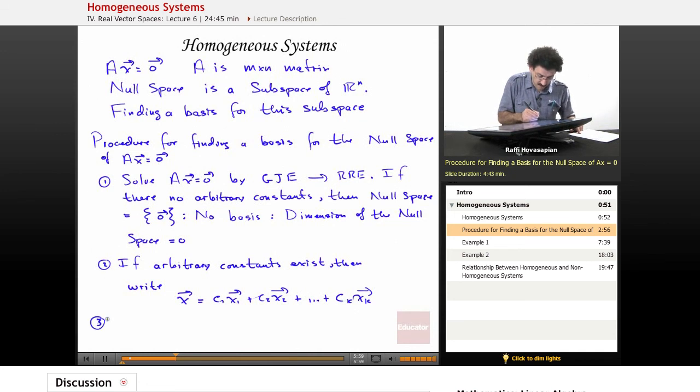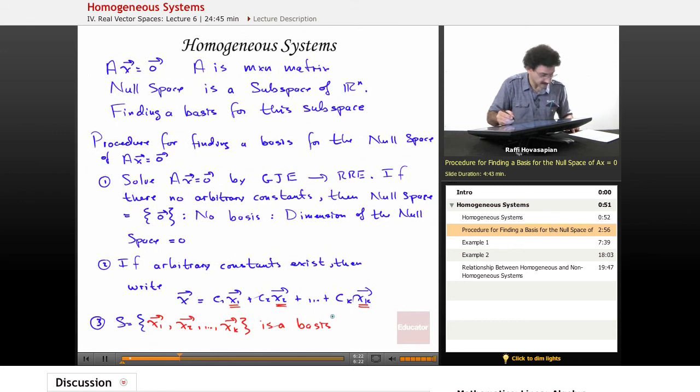Well, once you do that, the set S, which consists of x1, x2, all the way up to xk, is a basis for the null space.